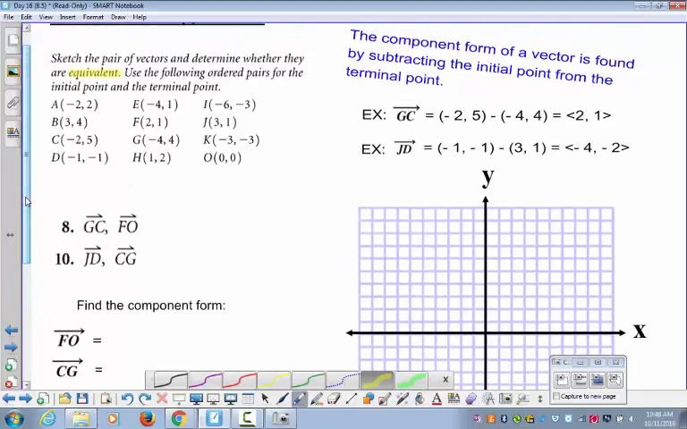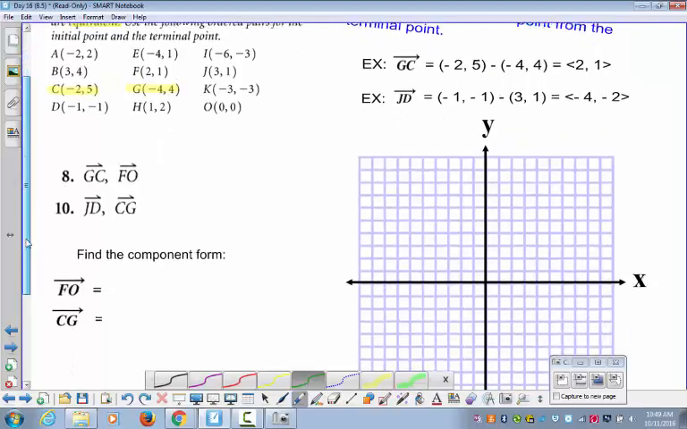So up here I've done GC and JD. What we're doing is we take point G from over here on the list, and we take point C from over here on the list. What we're going to do is subtract the initial point from the terminal point. This notation says start at G and go to C, so that means we have to do C minus G, terminal minus initial. This will create the vector, and this is called the component form of the vector. So this vector is 2, 1.